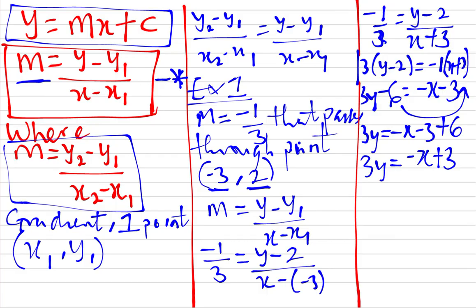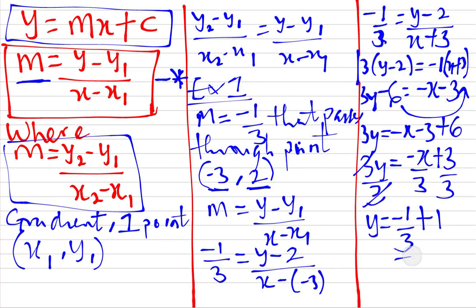So then I'll divide both sides by what? By 3. So divide both sides by 3. So 3 will cancel 3 here, and then I will have y equals to what? Minus 1 over 3 x plus 1. You can see that even using our formula, we still get our gradient here as minus 1 over 3.